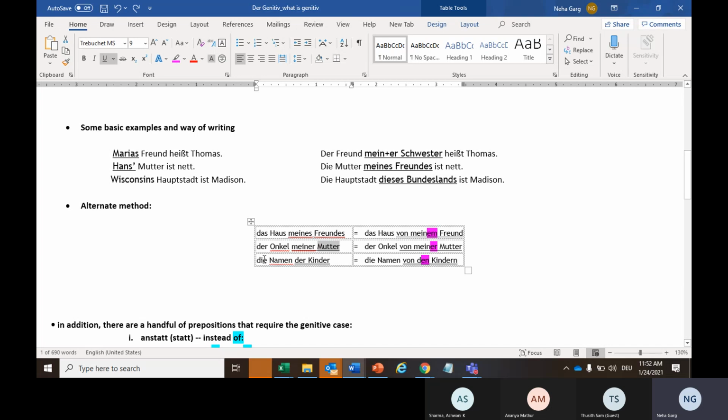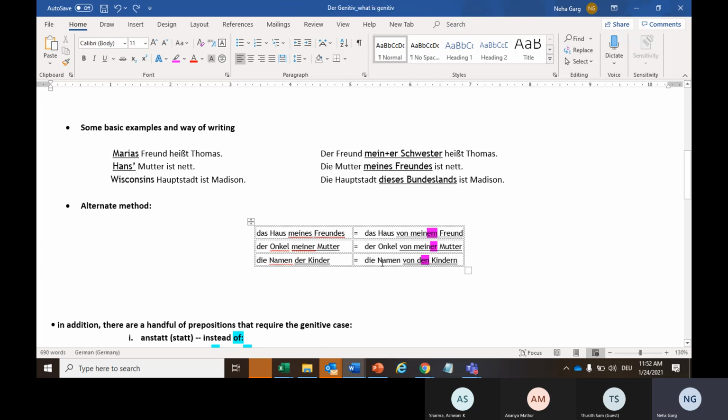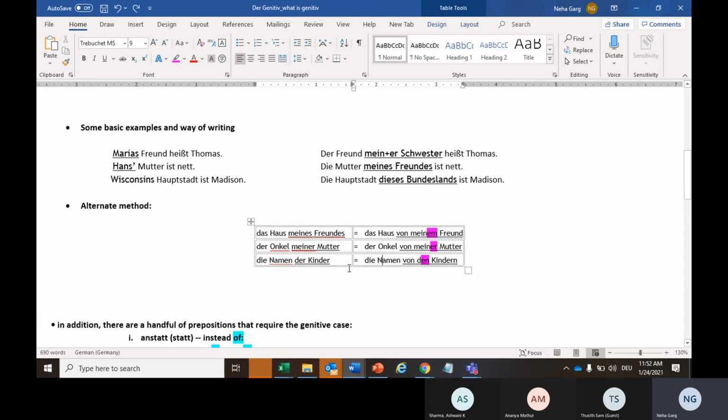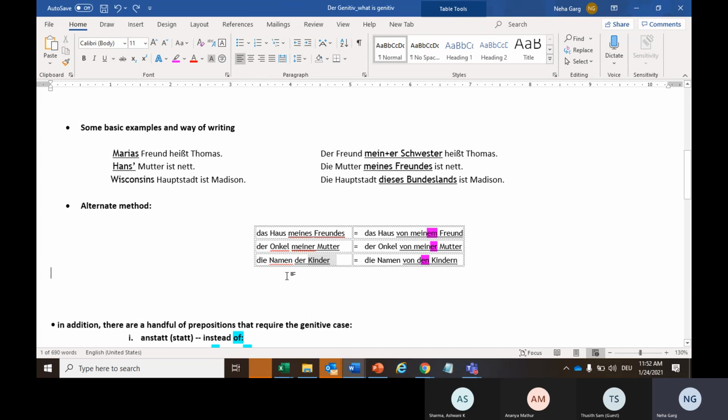"Der Name der Kinder," the name of the children, or "der Name von den Kindern," the names of the children. This "der Name der Kinder" is plural.